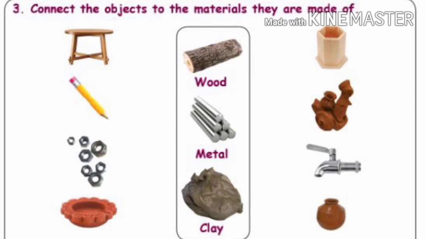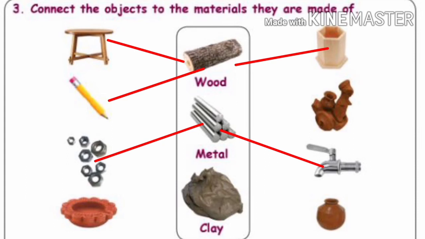Yes. This table, pencil, and this stand go to the wood. These three things are made of wood. And the second material is metal. So, we have to join the bolt and tap to the metal. And the next material is clay. This picture, and this picture. Join these three pictures to the material clay. Very good, children. So, in wooden material, we have joined three pictures, and in metal, we have joined two pictures, and in clay, we have joined three pictures. Very good, children.